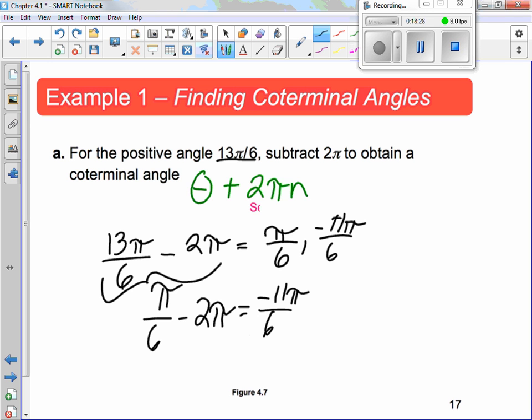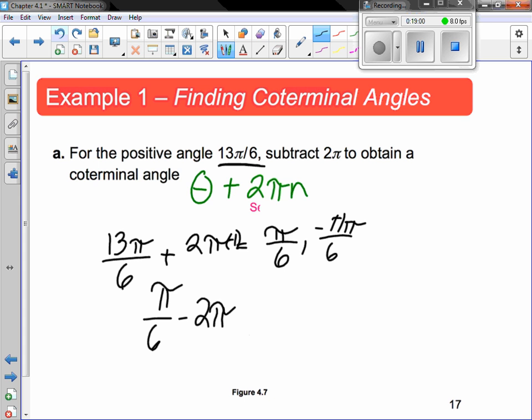Well, we can add it, quote unquote, add it, but what we're really doing is, it could be the same as plus, and then setting our n as negative 1. Now, the reason they're talking about subtracting it to obtain a coterminal angle, since I know this is greater than 2 pi, because 2 pi would be the same as 12 over 6. So it's bigger than 2 pi. So I know if I subtract 2 pi, I'll still get a positive angle. We could have also added 2 pi to get another positive angle. Either one would work.